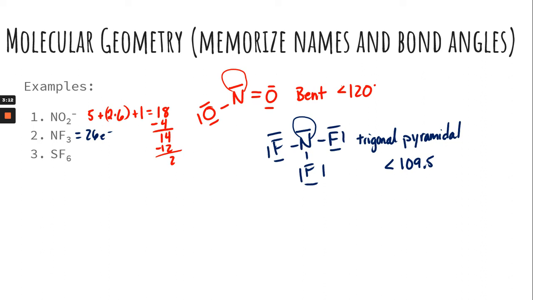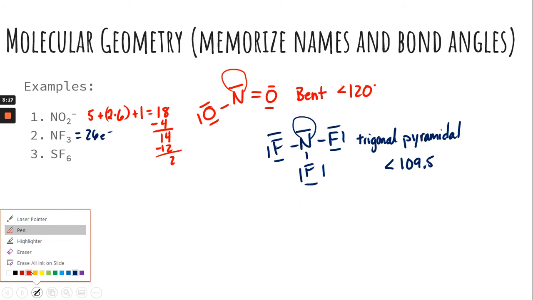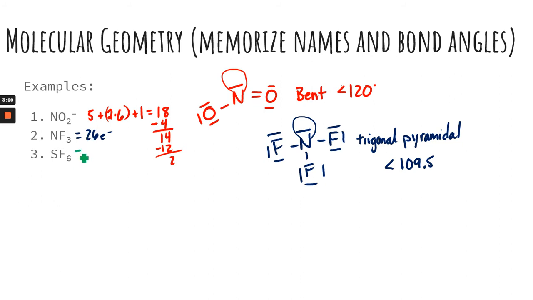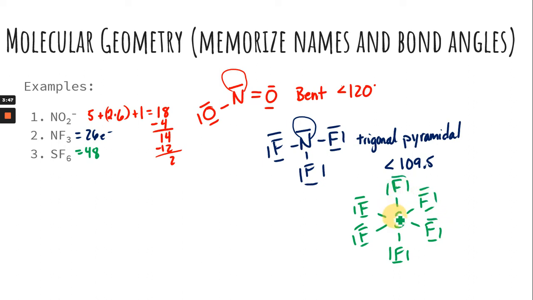SF6, so you have 6 valence electrons from the sulfur, 7 for each of the fluorines, and that gives you a total of 48. Sulfur would go in the middle. You have 6 fluorines to put around. Satisfy the fluorines. And that uses all 48 of our electrons.